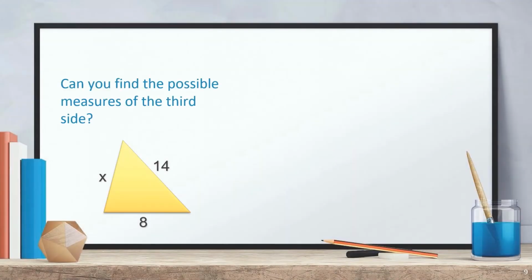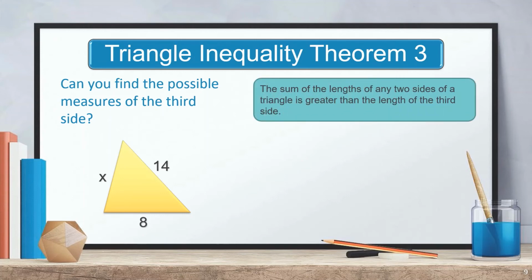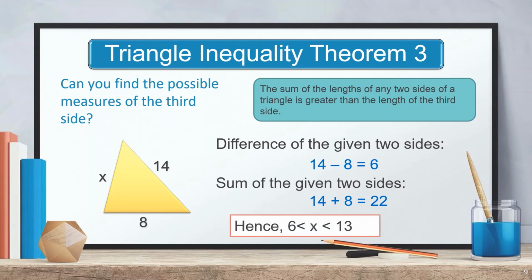In the given figure, can you find the possible measures of the third side? So to do that, we are going to consider triangle inequality theorem number 3. It states that the sum of the length of any two sides of a triangle is greater than the length of the third side. So, para mahanap natin yung possible value ng x, una, hanapin natin yung difference ng given two sides. So, isubtract lang natin. 14 minus 8 is equal to 6. And then, you're going to find the sum of the two given sides. So, i-add lang natin. 14 plus 8 is equal to 22. So, we will just write 6 is less than x less than 22, meaning that the possible value of x is between 6 and 22.